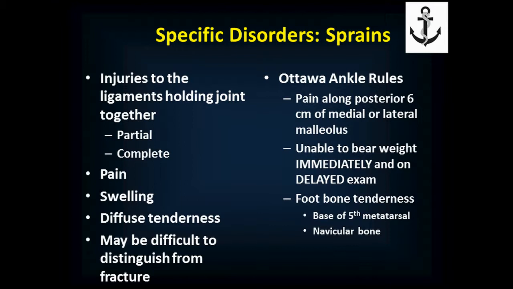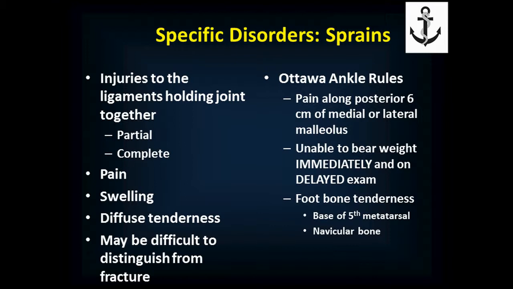So the Ottawa ankle rules describe who gets an injury to the ankle or the foot and who needs an x-ray. As you feel along the posterior 6 centimeters of the backs of the tibia and the fibula, so these are the distal tibia and fibula, these are the parts of the bone that make up the medial and the lateral malleolus, those lumps that stick out at your ankle. You're feeling along the posterior 6 centimeters. If they're not tender there, then you're not worried. If they are tender, they need an x-ray.